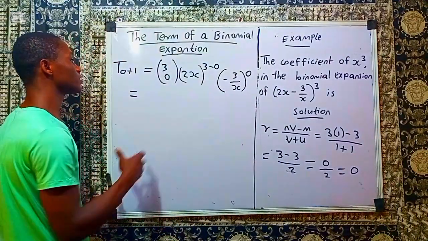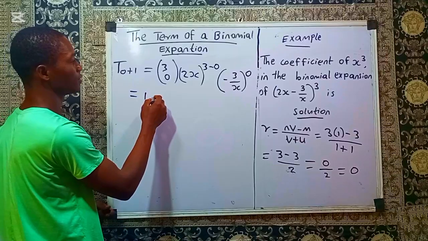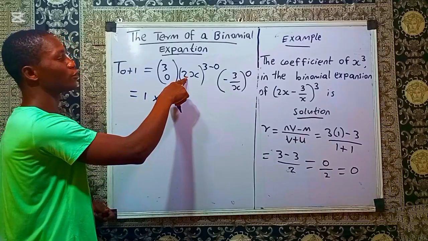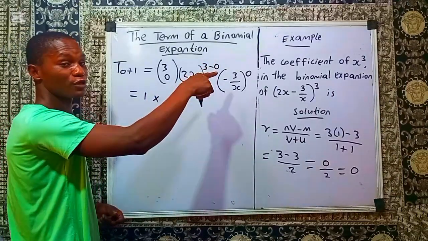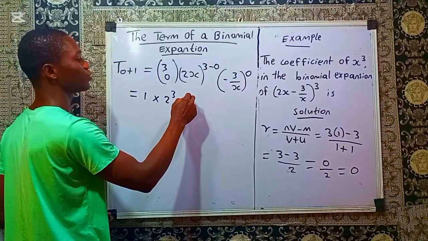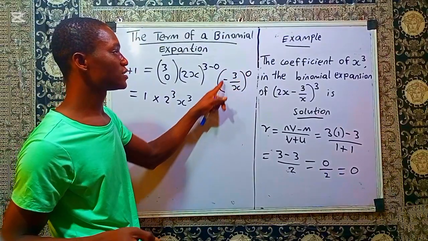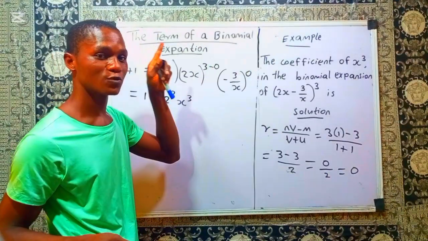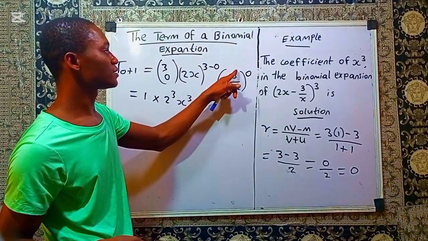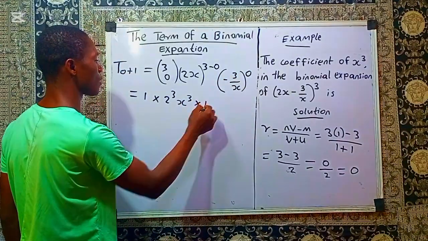So 3 combination 0 is 1. So we are going to have 1. Then multiplying, 3 minus 0 is what? 3. Then we have 2 raised to power 3, x raised to power 3. Then if you raise any quantity to the power of 0, you are going to get 1. So this, minus 3 divided by x all raised to power 0, is 1. So multiply by 1.